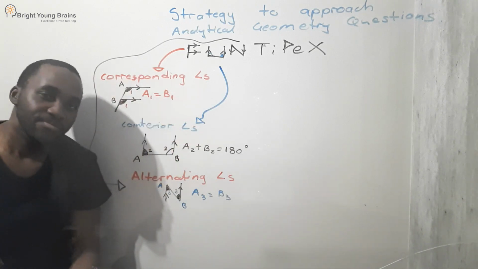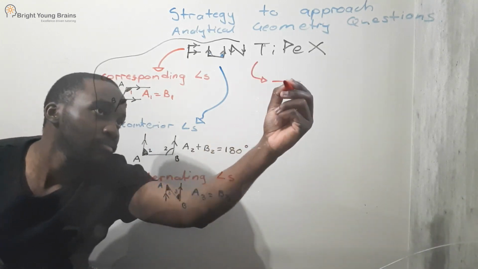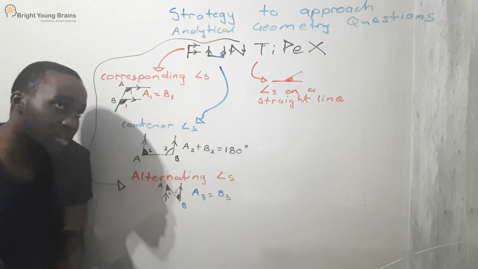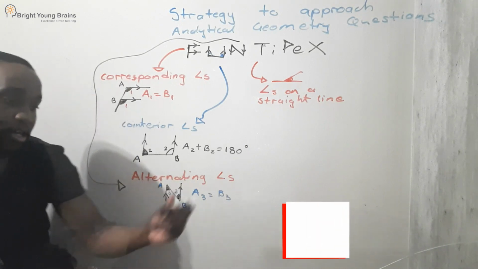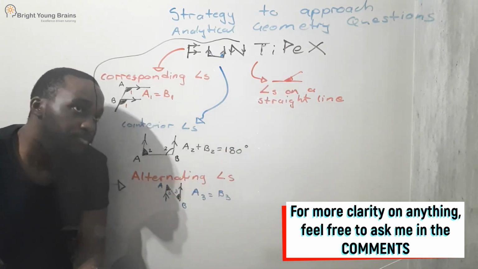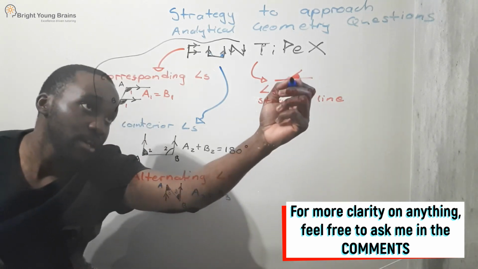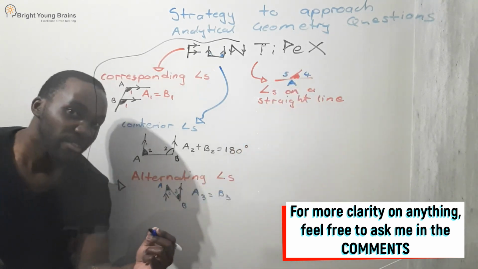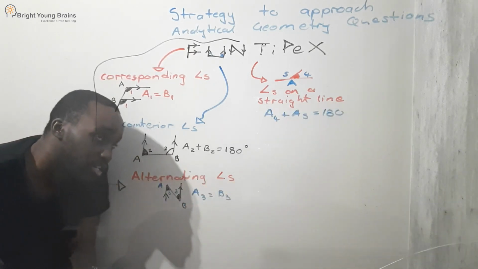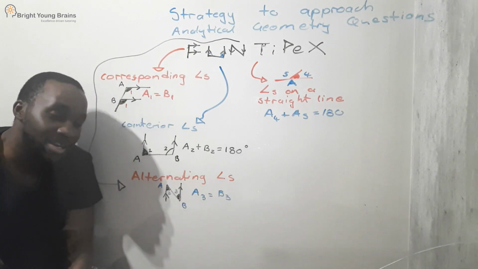So the T basically just refers to angles on a straight line. That's what the T should remind you of. And if you check there, I put a 90-degree symbol there as a reminder. So that's what the T stands for. So if we had the A4 and A5, those two would need to add up to 180 degrees because angles on a straight line are supplementary.